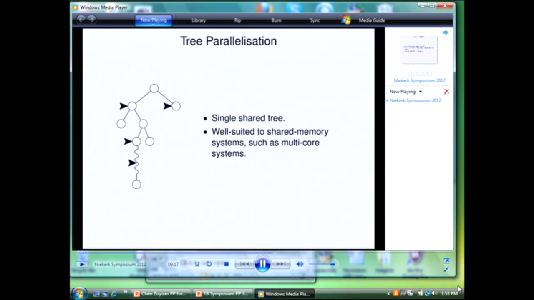In tree parallelization, we have a single shared tree and each execution node works on this tree simultaneously. This is particularly well suited to systems with shared memory, such as multi-core systems. In tree parallelization, each execution node performs all four parts of the MCTS iteration. All the top MCTS computer engines make use of tree parallelization for multi-core systems.